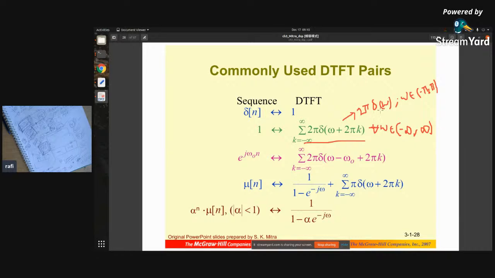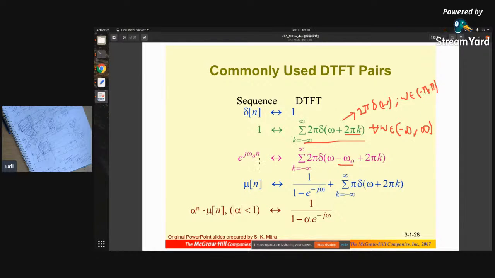So from minus pi to pi only one impulse will be there. If you take minus infinity to infinity you will have an infinite number of impulses. Spacing is 2 pi. It is periodic with period 2 pi. Likewise, if you multiply this with a complex exponential, all these impulses will shift by omega naught.